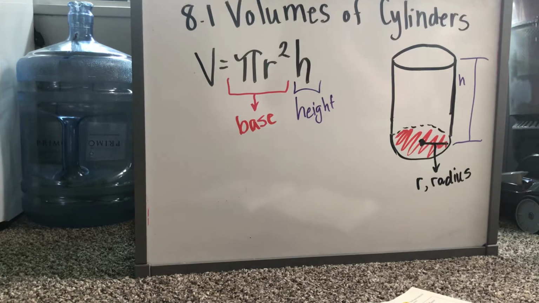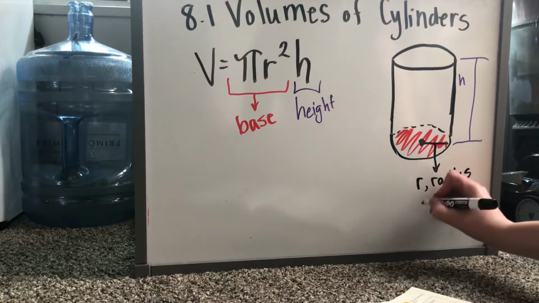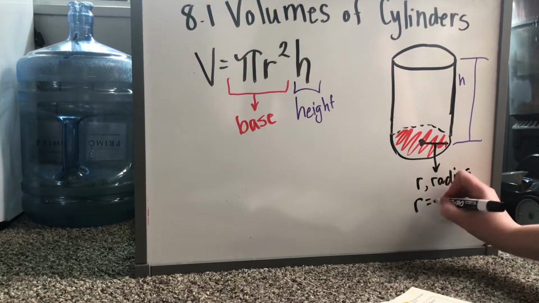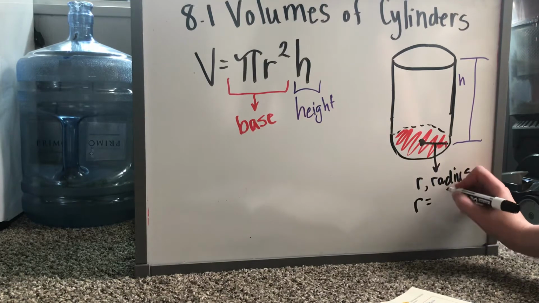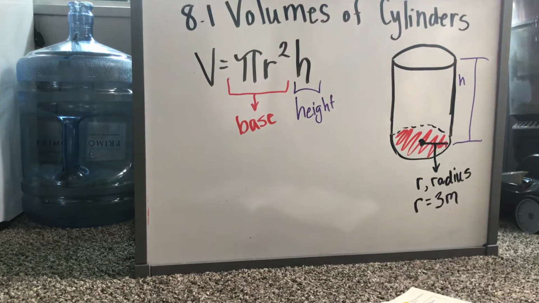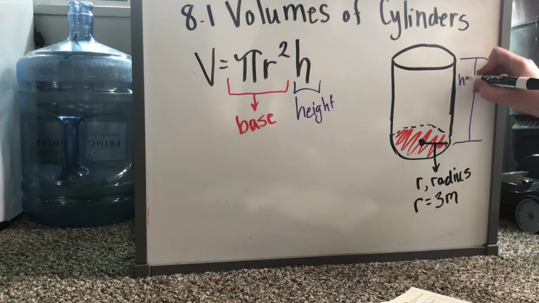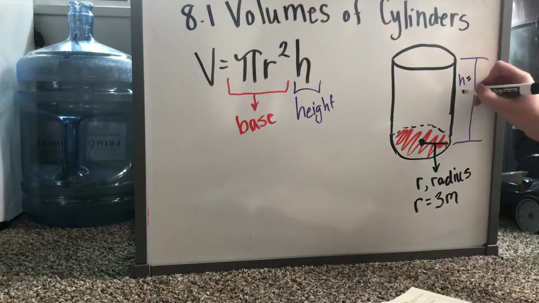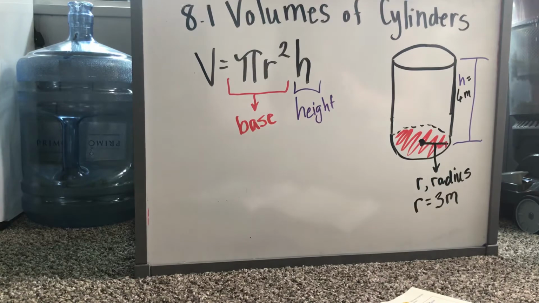So we're going to go ahead and do an example from the book where our radius, r, is equal to 3 meters, and our height is going to be equal to 6 meters. And we want to see what our volume is going to be based on this. So it's just going to be a lot of plugging in the values.